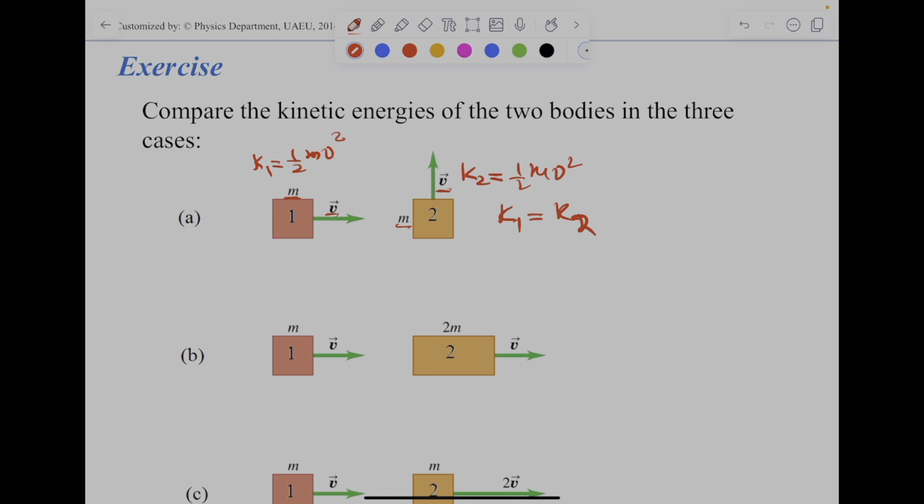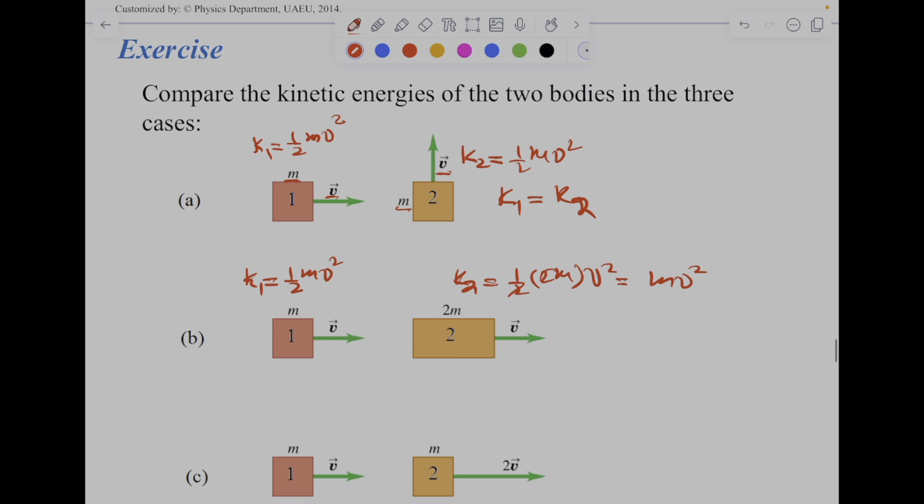Now for this, your kinetic energy K1 is 1/2 mv squared, and for this kinetic energy K2 is 1/2 times 2m times v squared. This m and this m will be cancelled out, so mv squared. So kinetic energy in that case is mv squared. So what is the relationship? Your kinetic energy of 2 is 2 times the kinetic energy of 1.